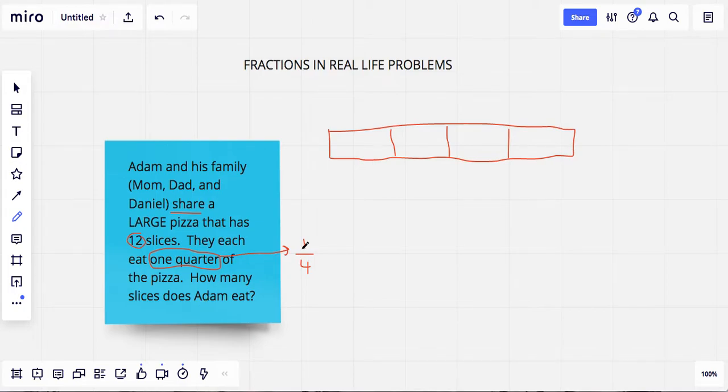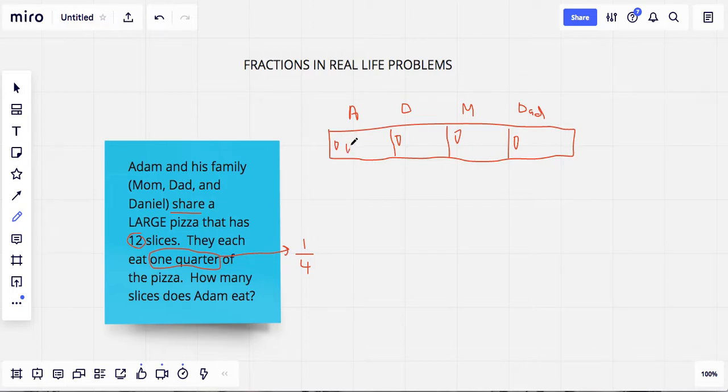Well, if they each get 1/4, I'm going to put the 12 slices into each person here. So there's 1 slice, 2 slice, 3 slice, and 4 slices. I'm just going to put an A here for Adam, Daniel, Mom, and we'll just put Dad here. I can spell out Dad, just so that we have 2 D's. And I'm going to keep going.